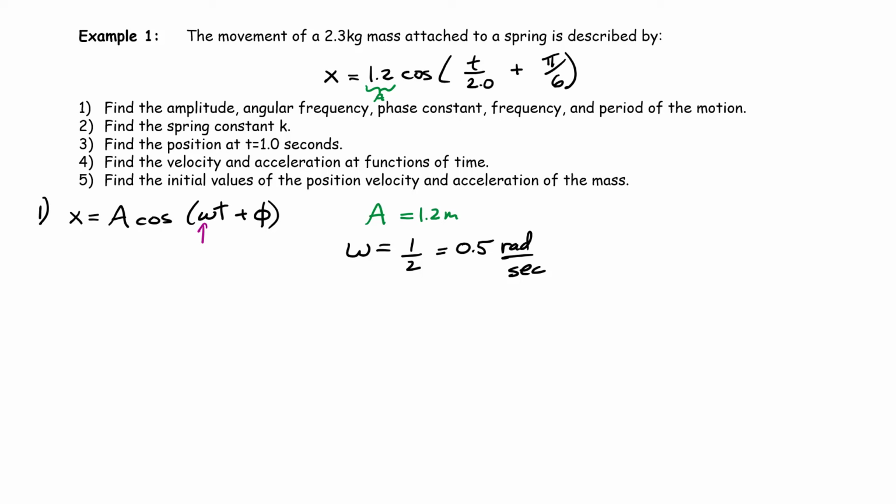What about the phase constant? The phase constant is the term that is by itself. It doesn't multiply the time. So in that case, it's this one. My phase constant for this motion would be pi over 6.